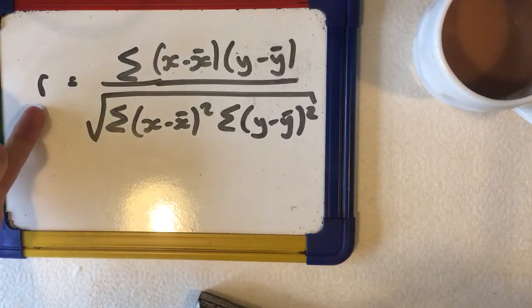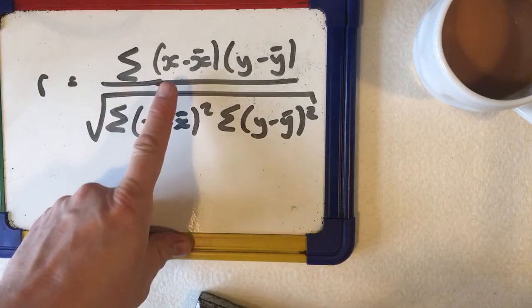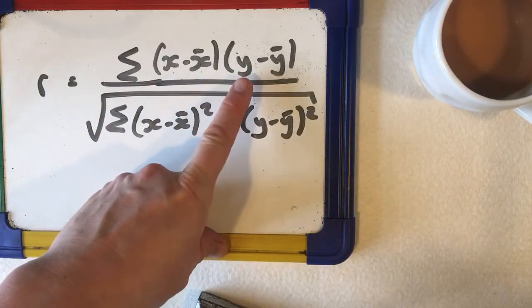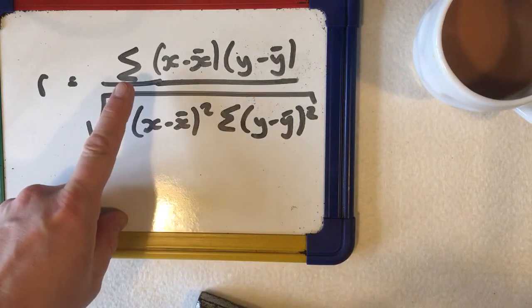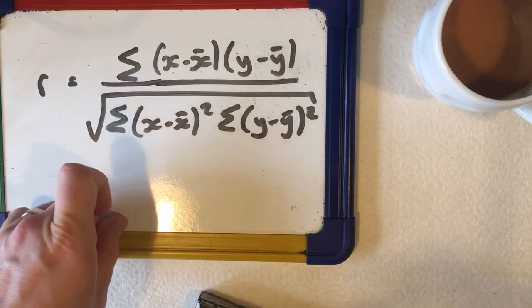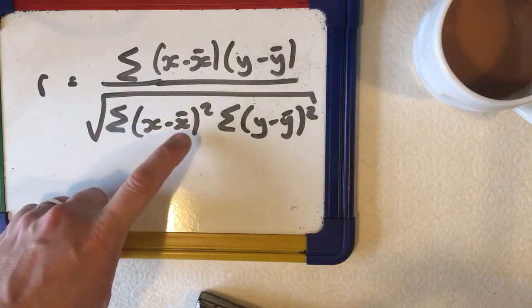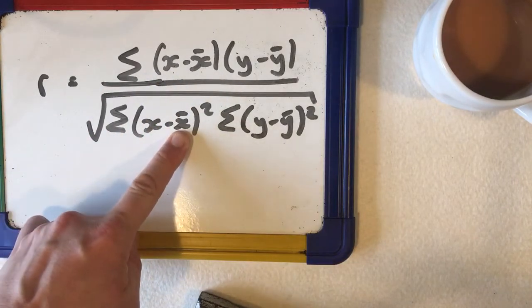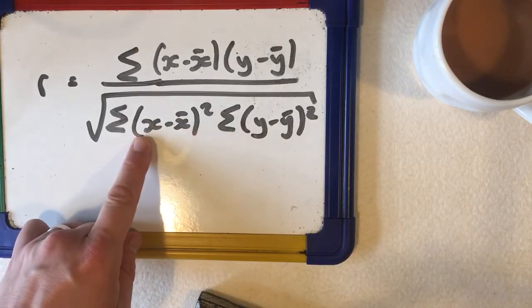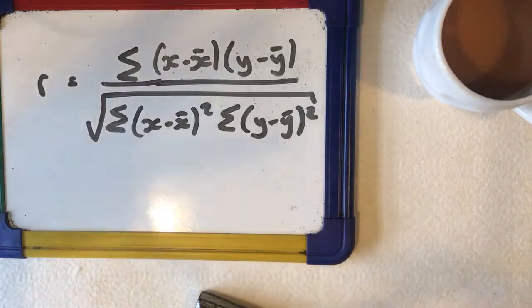We're going to find a value for r, from our values of x and our values of y. We should know what this funny little letter is. It's sigma, and it means add them all up. And we should know what that is as well. That's the mean of x, and that's our data set. So we'll go through what this means.